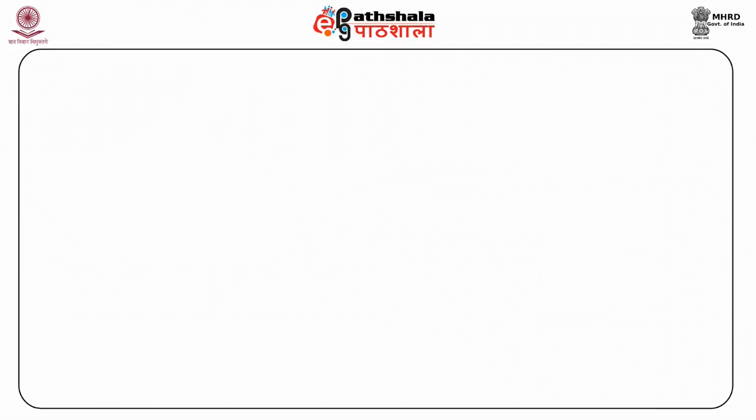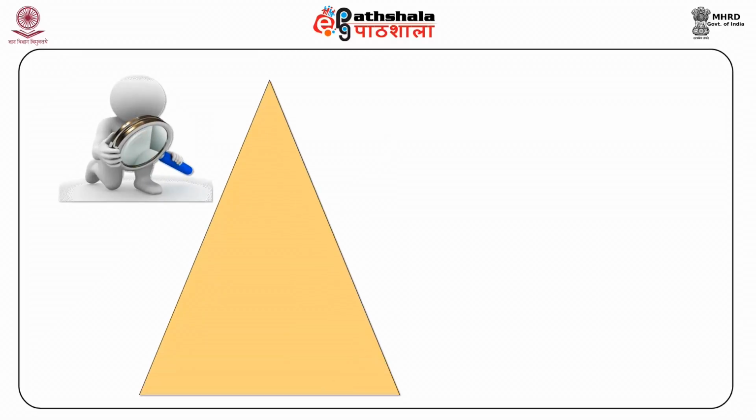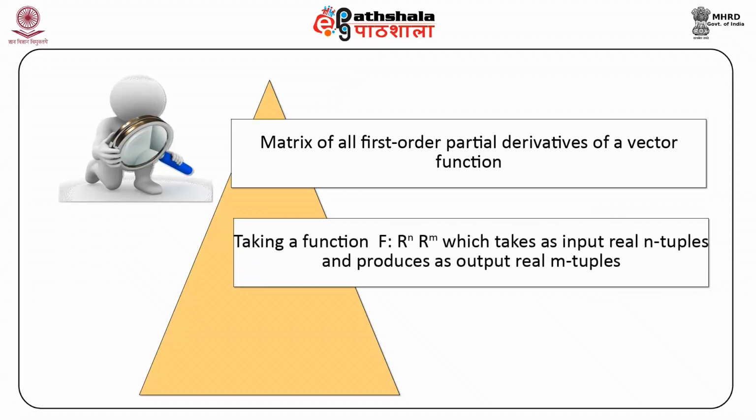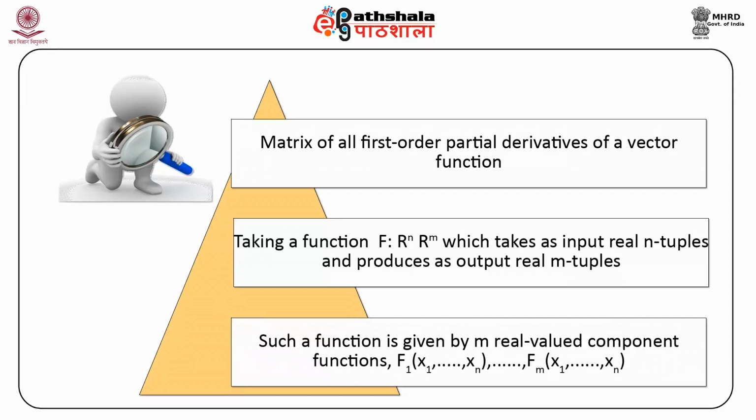Now, let's start with the topic of the Jacobian matrix. The Jacobian matrix is the matrix of all first-order partial derivatives of a vector function. Taking a function f: Rⁿ → Rᵐ, which takes as input real n-tuples and produces as output real m-tuples, such a function is given by m real-valued component functions f1(x1, ..., xn) going till fm(x1, ..., xn).